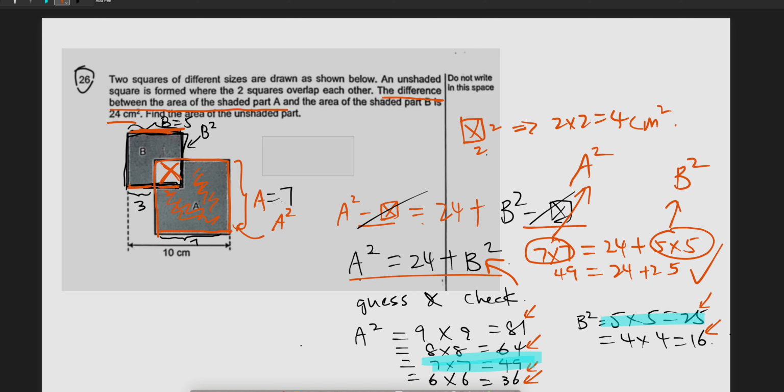Okay, so I hope this can help you solve this question, and hope you have learned something. Guess and check.